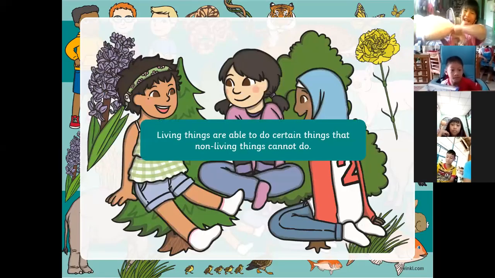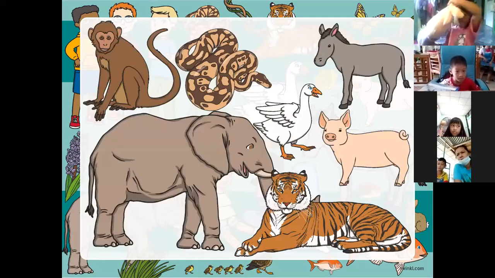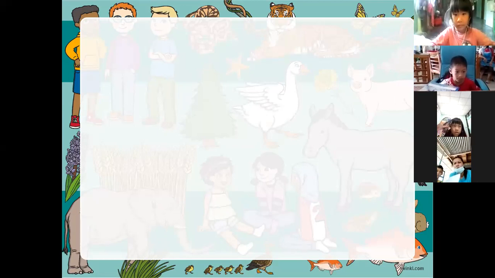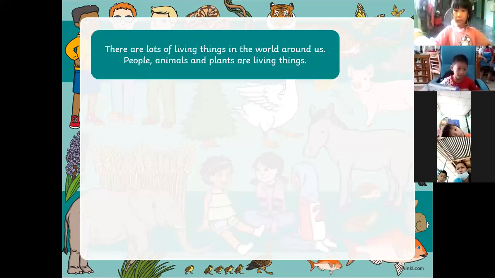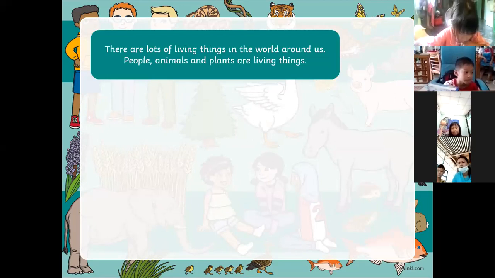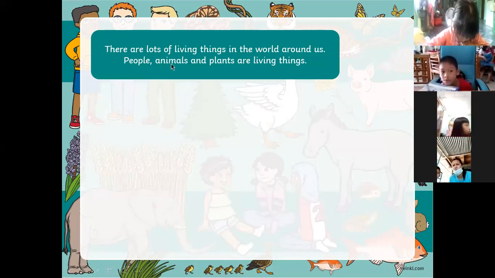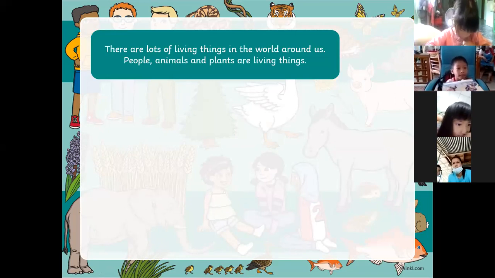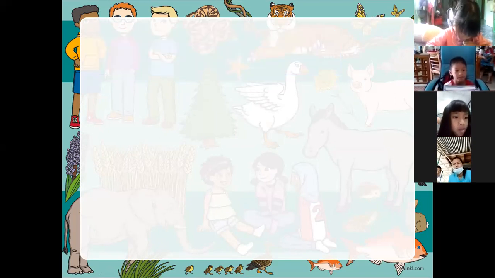Okay. So this morning, there are lots of living things in the world. Kindly turn off your microphone, please. You listen to teacher first. Okay, there are lots of living things in the world around us. People, animals, and plants are living things. So this is only an example. This is only a review, okay, of what we learned last time.